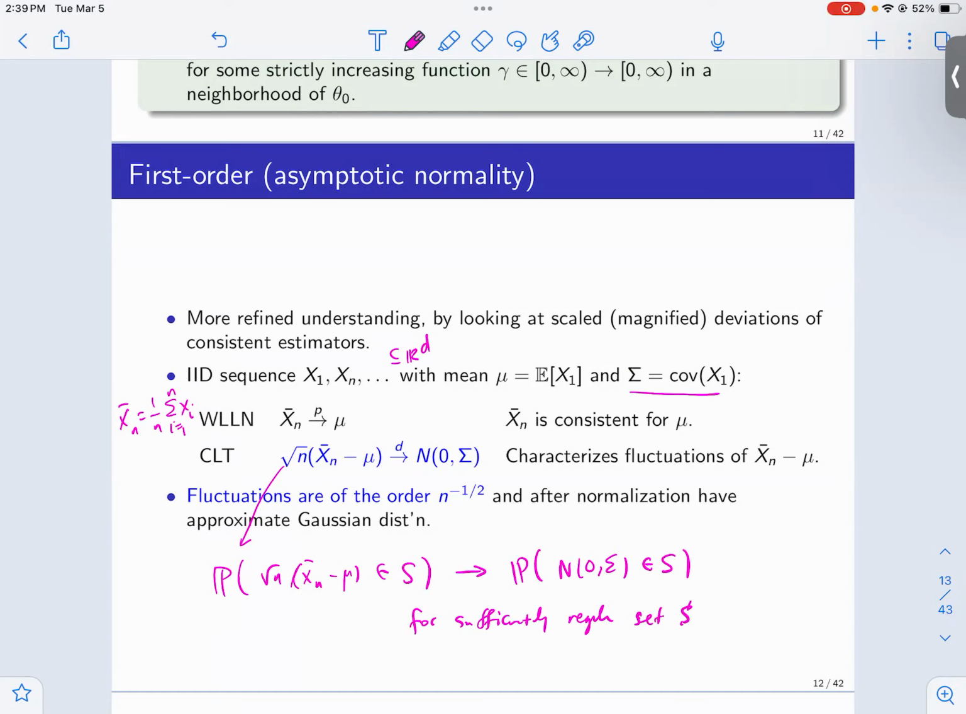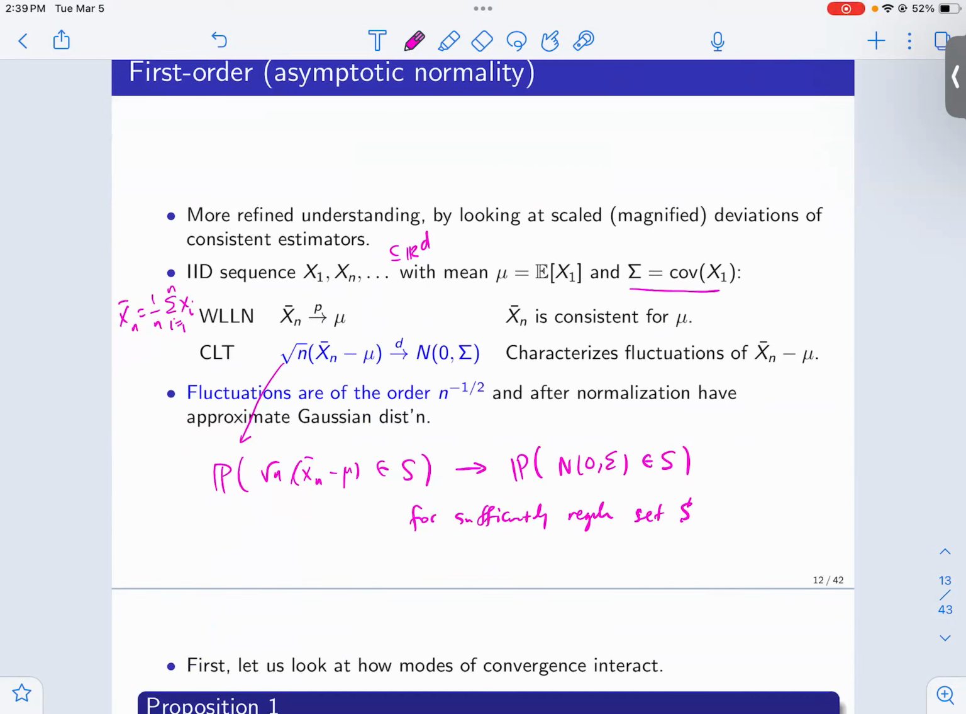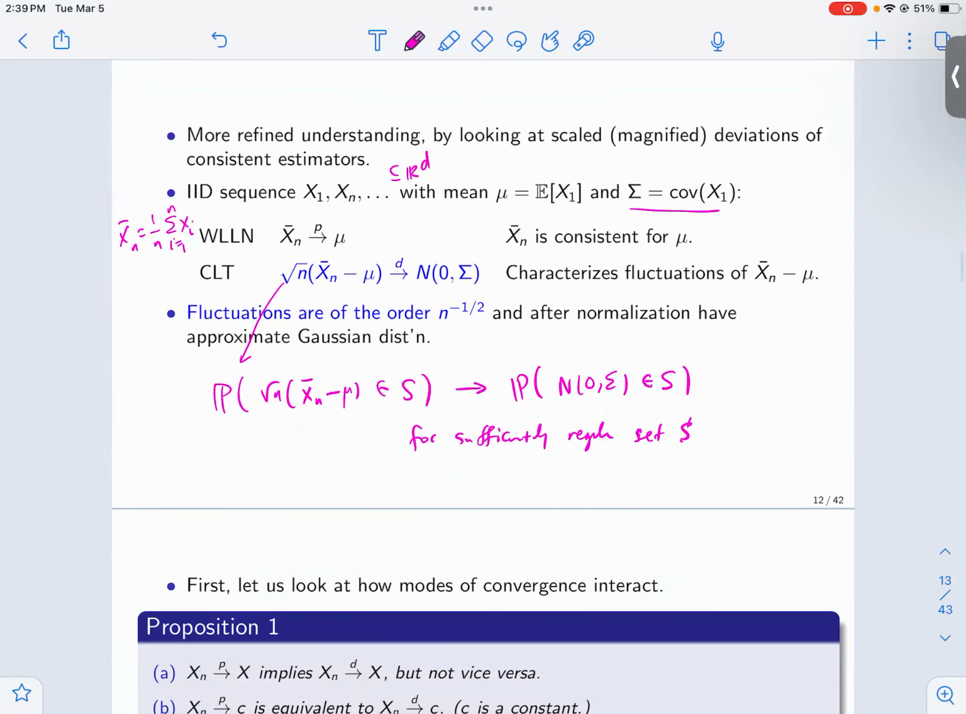So in particular, for the normal case, I believe for every Lebesgue measurable set this holds. The sets for which we converge would depend on the limiting distribution. If it has point masses and such, then you have to worry a little bit. But for the normal, things are fine. Okay, so that's convergence in distribution.